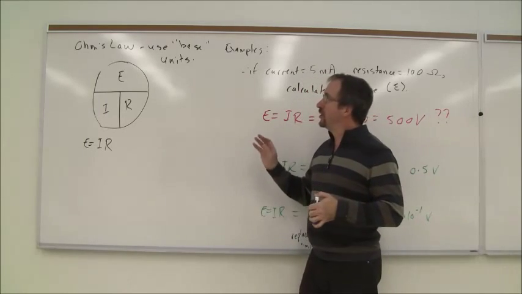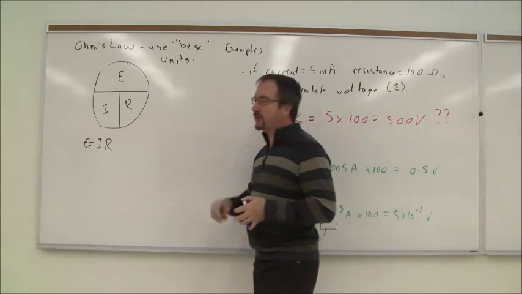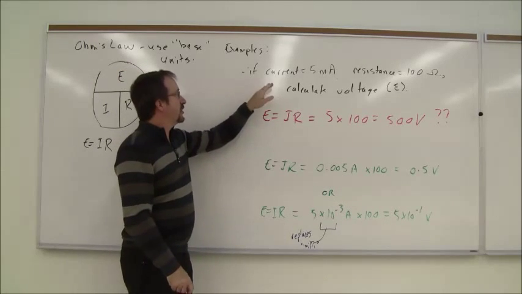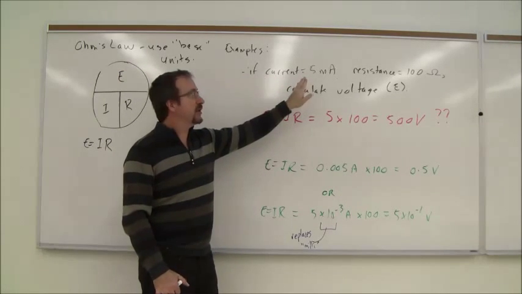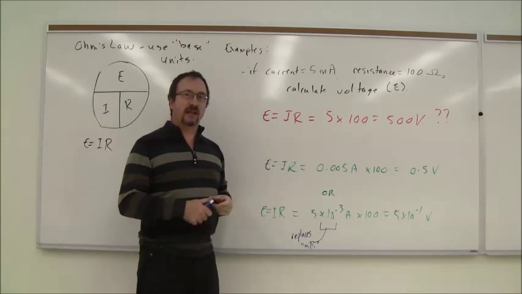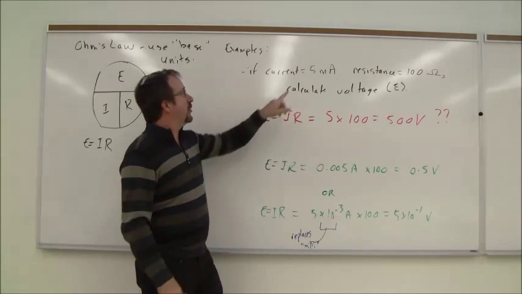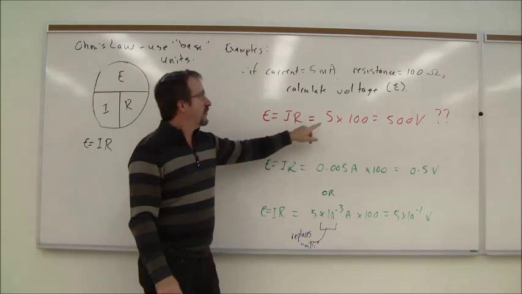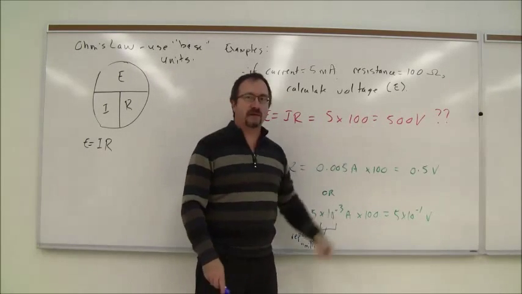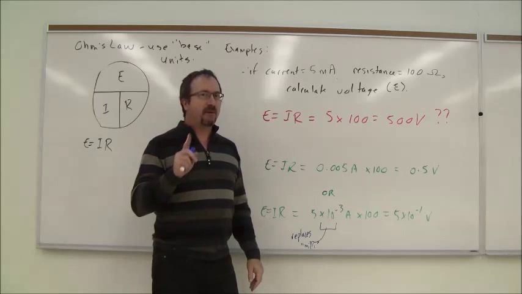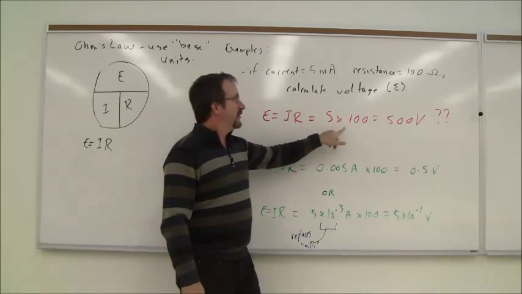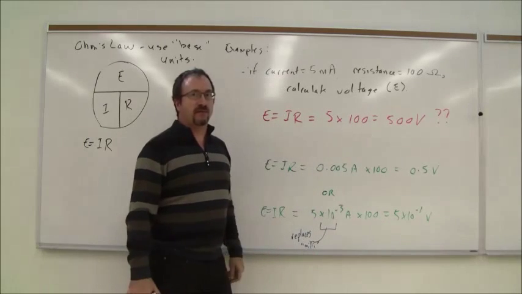So here's an example. We've got Ohm's law over here, just as a reminder. Then we've got an example here that shows if current is 5 milliamps and resistance is 100 ohms, calculate the voltage. Well, if you just say, oh well, it's 5 and it's 100, and plug them in, E equals I times R, so it's 5 times 100, it's 500 volts. It must be 500 volts. That would be incorrect because we use 5 milliamps. 5 times 100 would not give me 500 volts.